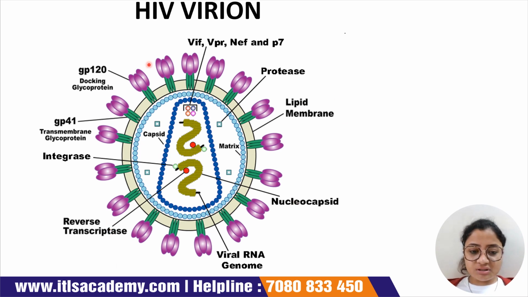Then we have the different glycoproteins, which are very important. Among them, the most important glycoproteins will be GP120 and GP41. GP120 will be the docking glycoprotein, means it will be responsible for getting itself attached with the T helper cell. So that is the docking glycoprotein GP120, and GP41 will be the transmembrane glycoprotein, which will be present on the membrane, on the cell membrane or the cytoplasmic membrane of the virion.